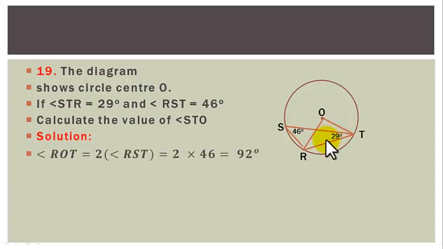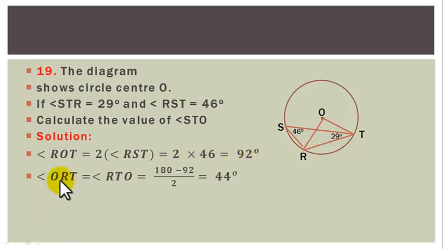Solution. Angle ROT is 2 times angle RST. The theorem says the angle which an arc of a circle subtends at the center is twice the angle which it subtends at any other point on the remaining part of the circumference. So that means this angle is twice this angle. So angle ROT is equal to 2 times 46, which is equal to 92 degrees.